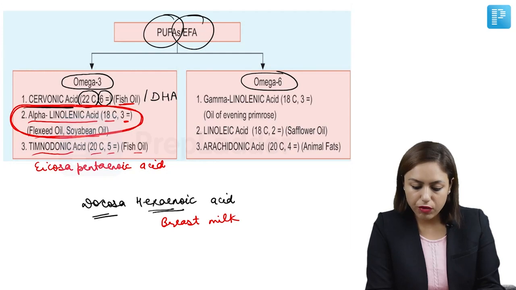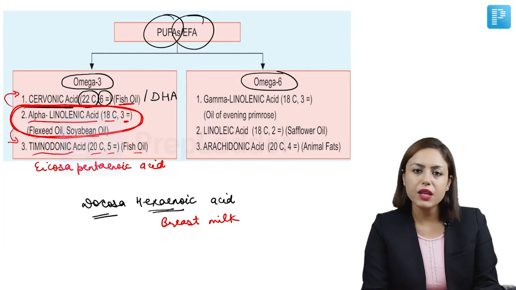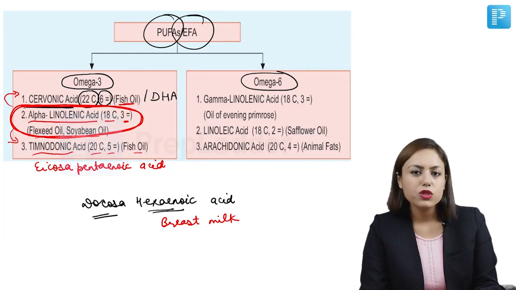Now the precursor of the omega 3 category is alpha linolenic acid. Means if we are getting alpha linolenic acid in diet, then it can make the other 2 fatty acids of this category in our body, right? So it is the precursor or prototype of this category.